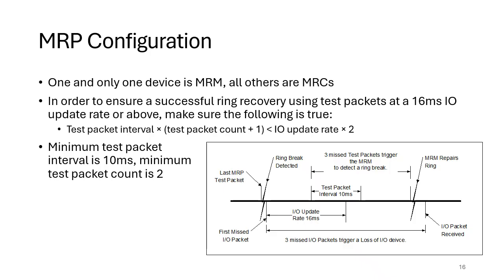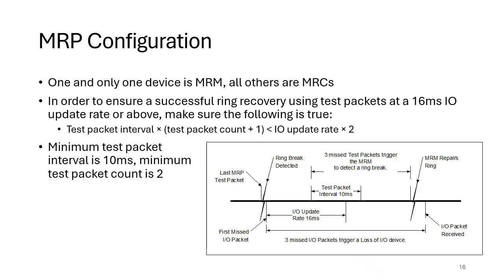Now the configuration needed is that in order to ensure successful ring recovery, test packets are sent at a particular time. So if you're using a 16 millisecond update rate or above, then you've really got to make sure that you've got a configured test packet interval, a test packet count, and also the IO update rate. They need to be configured to match. So what you need to do is you need to configure that test packet interval and the test packet count, and they need to be less than the IO update rate times 2. Now this normally isn't a problem on slower networks, but where you've got an update rate of 16 milliseconds or faster, this is where you need to make sure that this is correct.